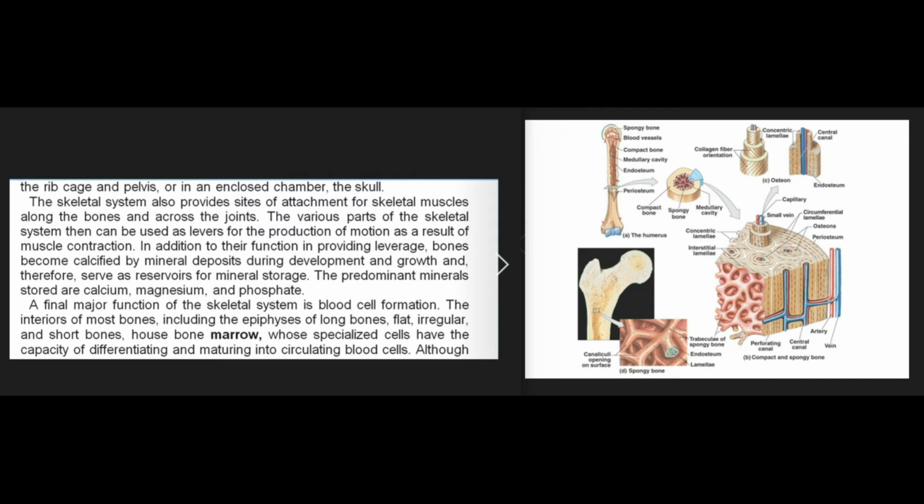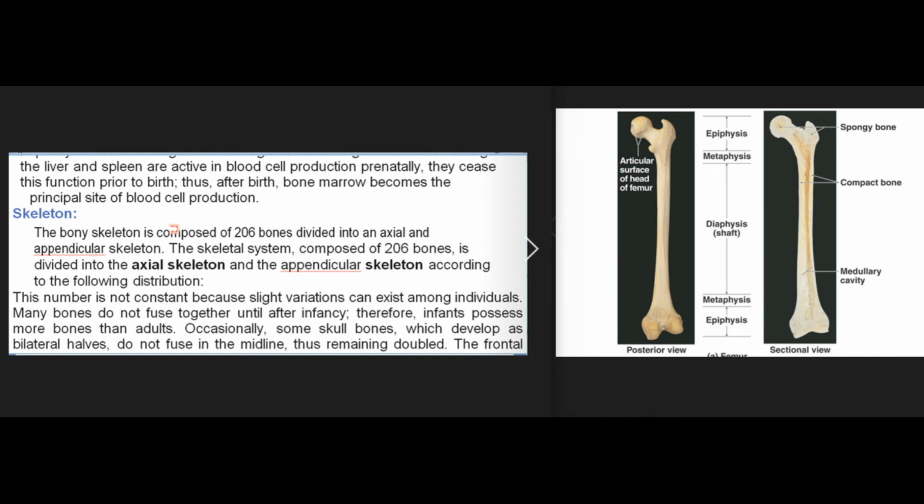A final major function of the skeletal system is blood cell formation. The interiors of most bones, including the epiphyses of long bones, flat, irregular, and short bones, house bone marrow, whose specialized cells have the capacity of differentiating and maturing into circulating blood cells. Although the liver and spleen are active in blood cell production prenatally, they cease this function prior to birth. Thus, after birth, bone marrow becomes the principal site of blood cell production.